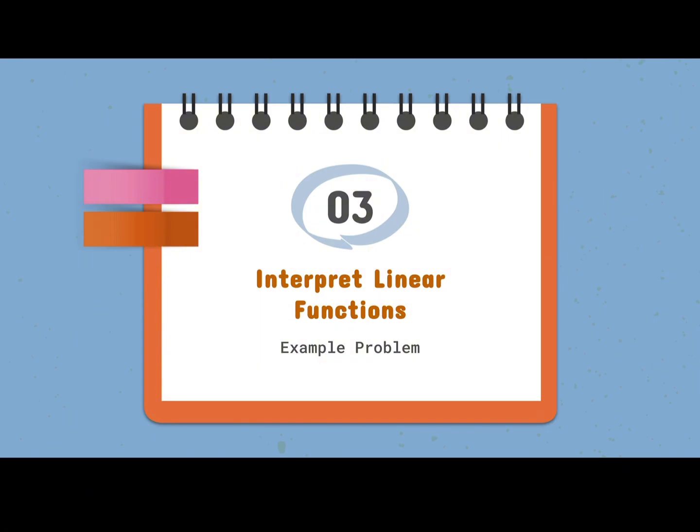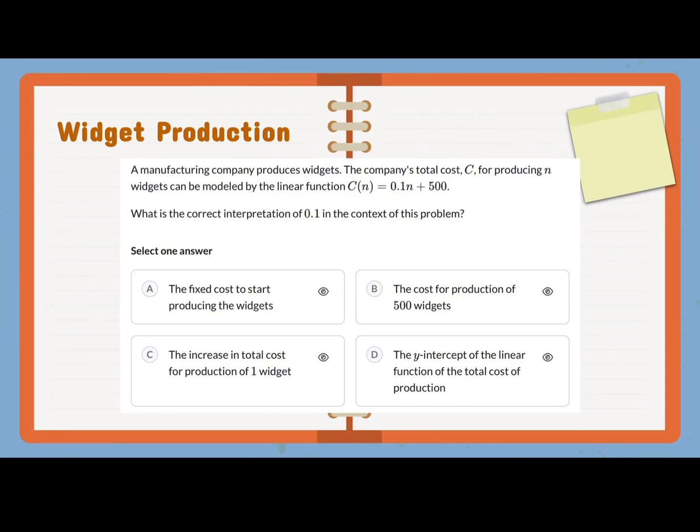Okay, next we'll be interpreting linear functions. So we have this here. A manufacturing company produces widgets. The company's total cost, C, for producing n widgets can be modeled by the linear function C of n equals 0.1 n plus 50. So what is the correct interpretation of 0.1?